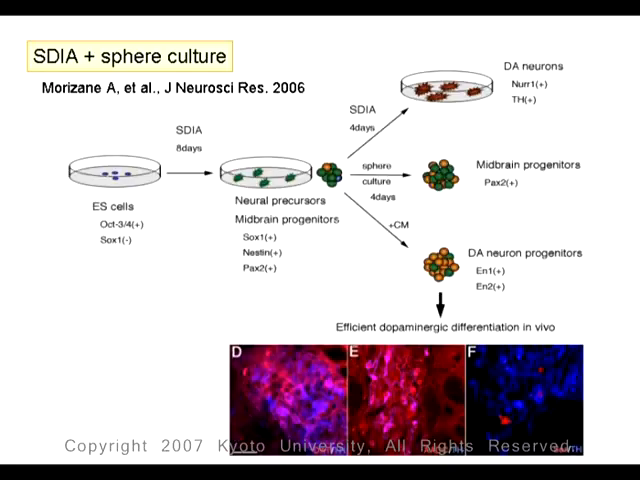But if you add conditioned medium of the PA6 cells, these cells differentiate a little bit, and these neurospheres contain a lot of dopaminergic neuron progenitors which express Engrailed 1 or 2. And if you inject these cells into the mouse brain, these cells survive and differentiate into mature dopaminergic neurons expressing dopamine transporters and another enzyme, AADC.